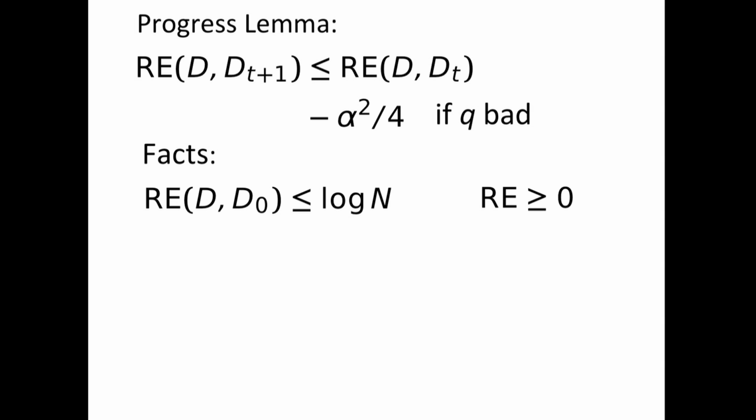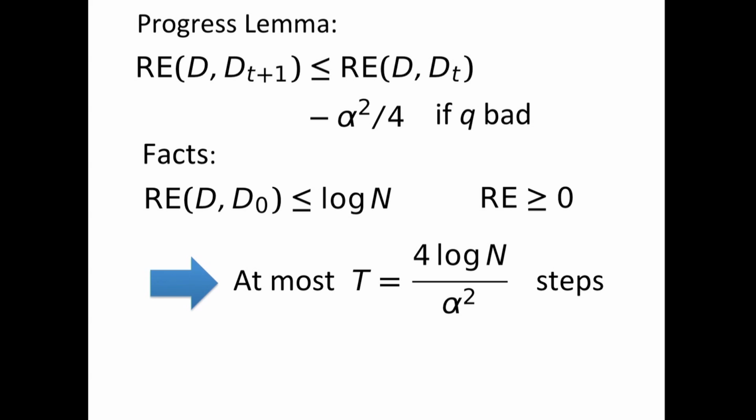So this just says, because we make progress whenever we find a bad query, we start out at a moderate level and we can never go below 0. This just means we have a bound on the number of rounds. Okay? So there can be at most T equal to 4 log n over alpha squared update steps before we run out of bad queries. Okay? So this is great. We have an explicit bound on the number of updates that we can make.